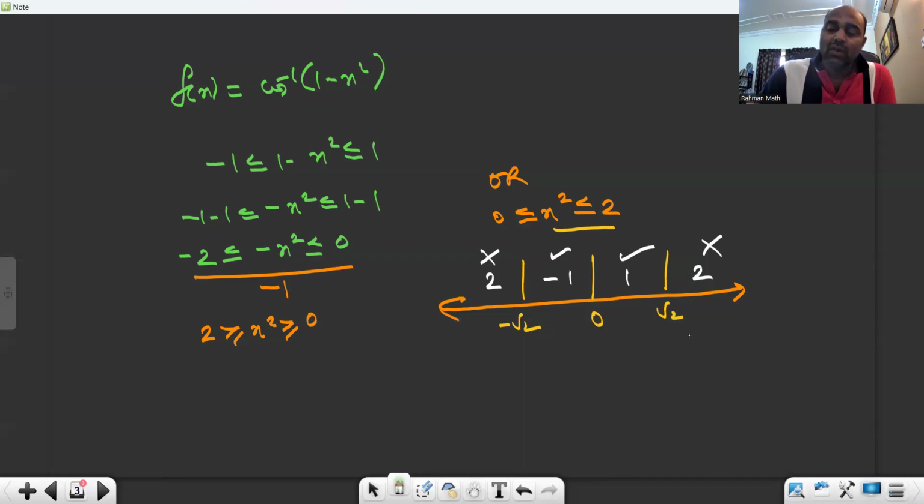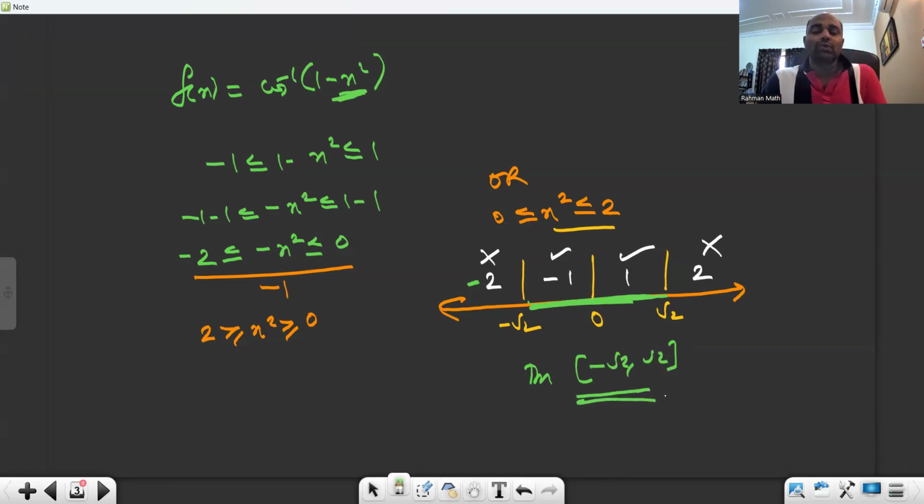So the interval we got, this is -2. Okay, check value -2 square also not satisfying. This is the interval. You can directly write it, no problem, because if 0 is coming, cos inverse 1 only will come. So what is the domain? Minus √2 to √2. This is the domain.